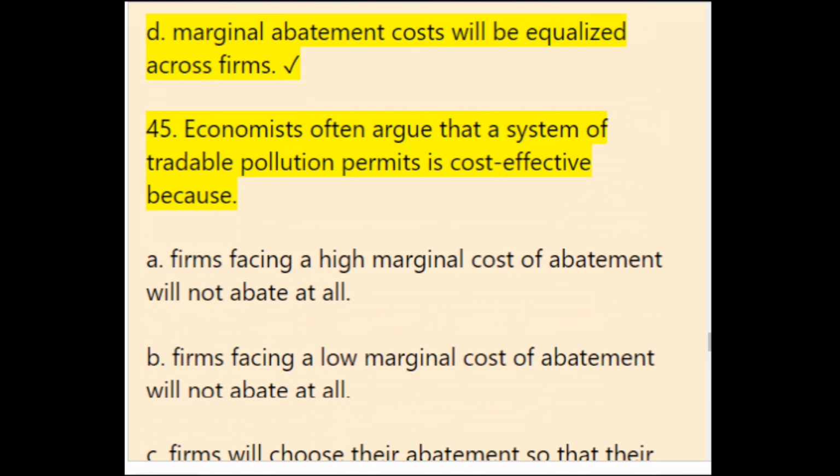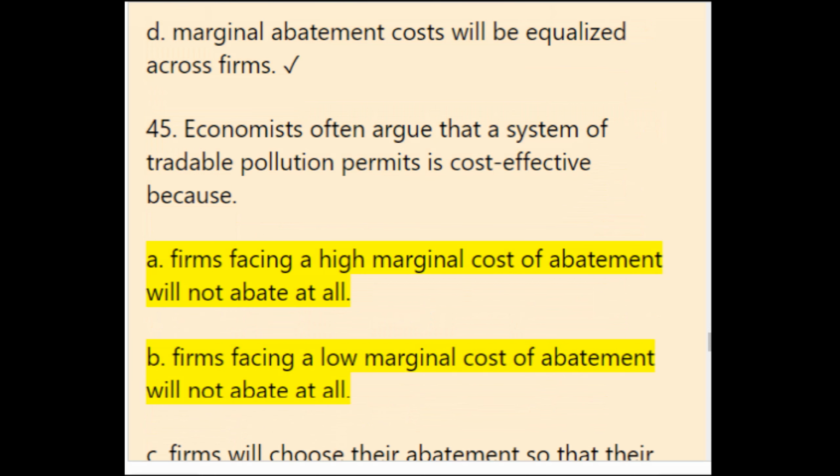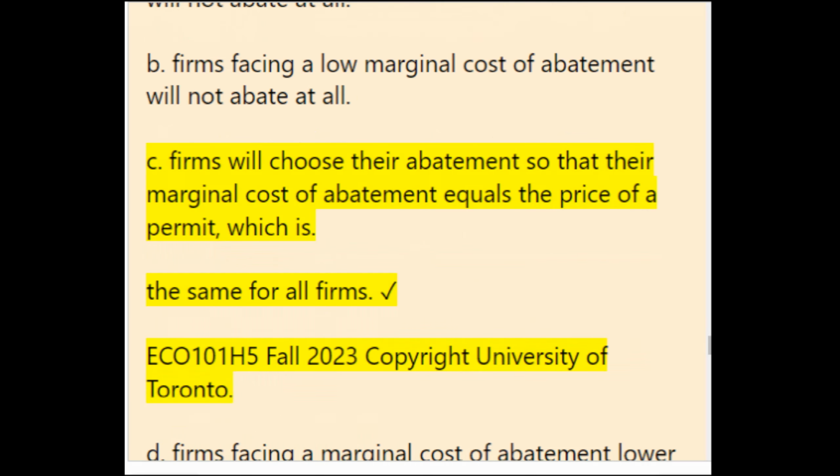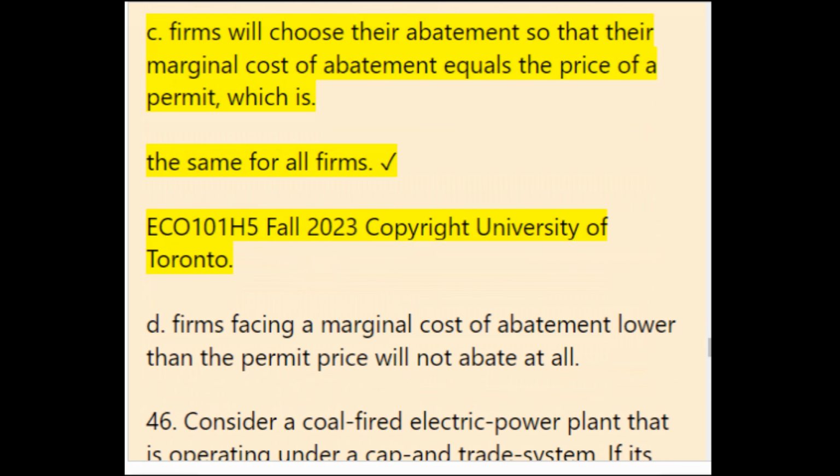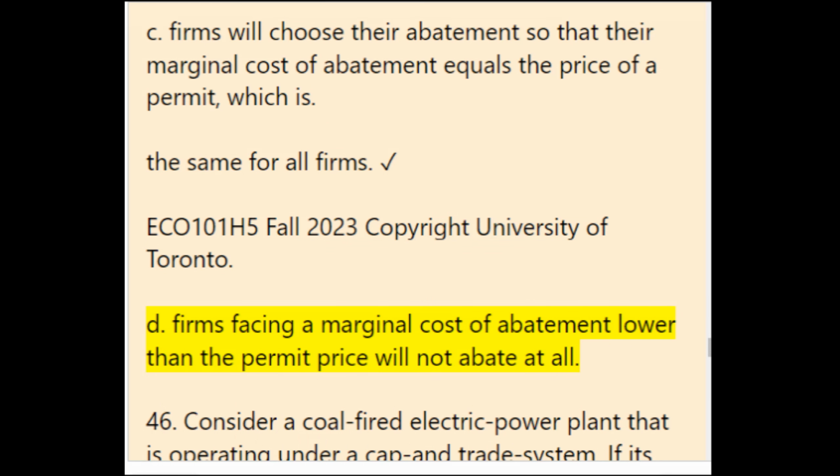45. Economists often argue that a system of tradable pollution permits is cost-effective because: A. Firms facing a high marginal cost of abatement will not abate at all. B. Firms facing a low marginal cost of abatement will not abate at all. C. Firms will choose their abatement so that their marginal cost of abatement equals the price of a permit, which is the same for all firms. D. Firms facing a marginal cost of abatement lower than the permit price will not abate at all.